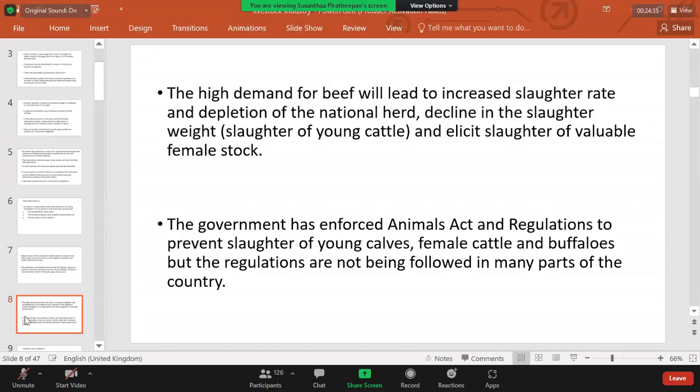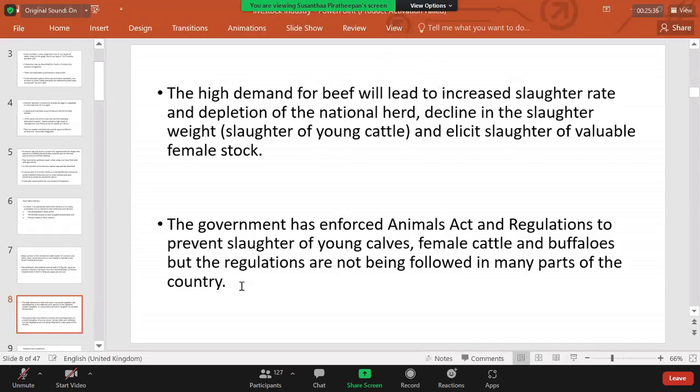Okay. The high demand for beef will lead to an increased slaughter rate and depletion of the national herd, a declined slaughter weight, slaughtering of young cattle and illicit slaughter of valuable female stock. So we have so many restrictions in our country when slaughtering cattle for meat production, beef production, but it has increased. These days certain statistics say the demand for beef is increasing because of that. As we don't have a proper beef industry, there is a depletion, a reduction of the national herd, because you are just selling the surplus animals and the male animals from the dairy industry. So you're not rearing animals for beef production. That's depletion of the national herd, and that's really a problem.